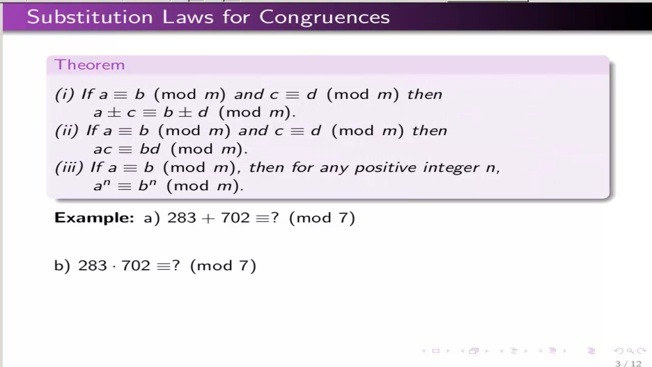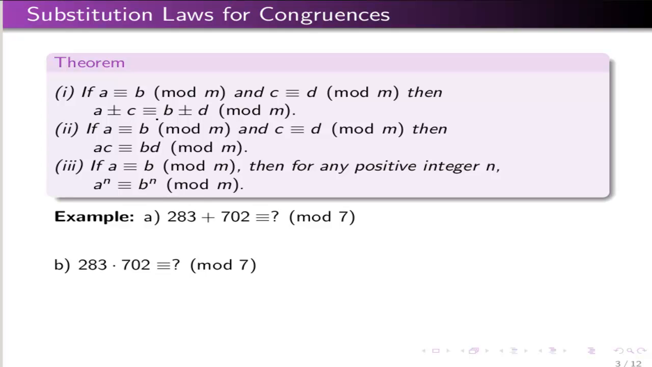Substitution laws. Okay, this is what makes modular arithmetic work. So suppose a is congruent to b mod m and c is congruent to d. Then a plus c is congruent to b plus d, and a minus c is congruent to b minus d. In other words, you can just substitute in equivalent values without changing the value of the sum or difference. And the same thing works for multiplication.